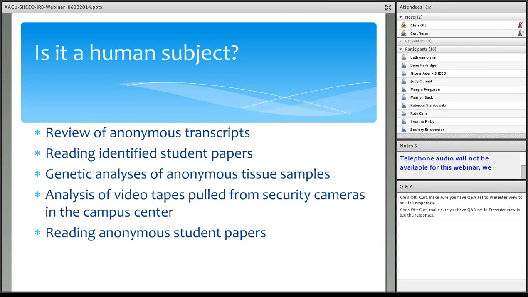Respect for persons incorporates at least two ethical convictions. First, that individuals should be treated as autonomous agents, that is, they're free to make their own decisions. And second, that persons with diminished autonomy are entitled to protection, right? So if you have somebody who's mentally disabled or is incompetent to make their own decisions, we need to take special measures to protect them. But for the competent folks, those who are free and rational, we need to respect their decisions.